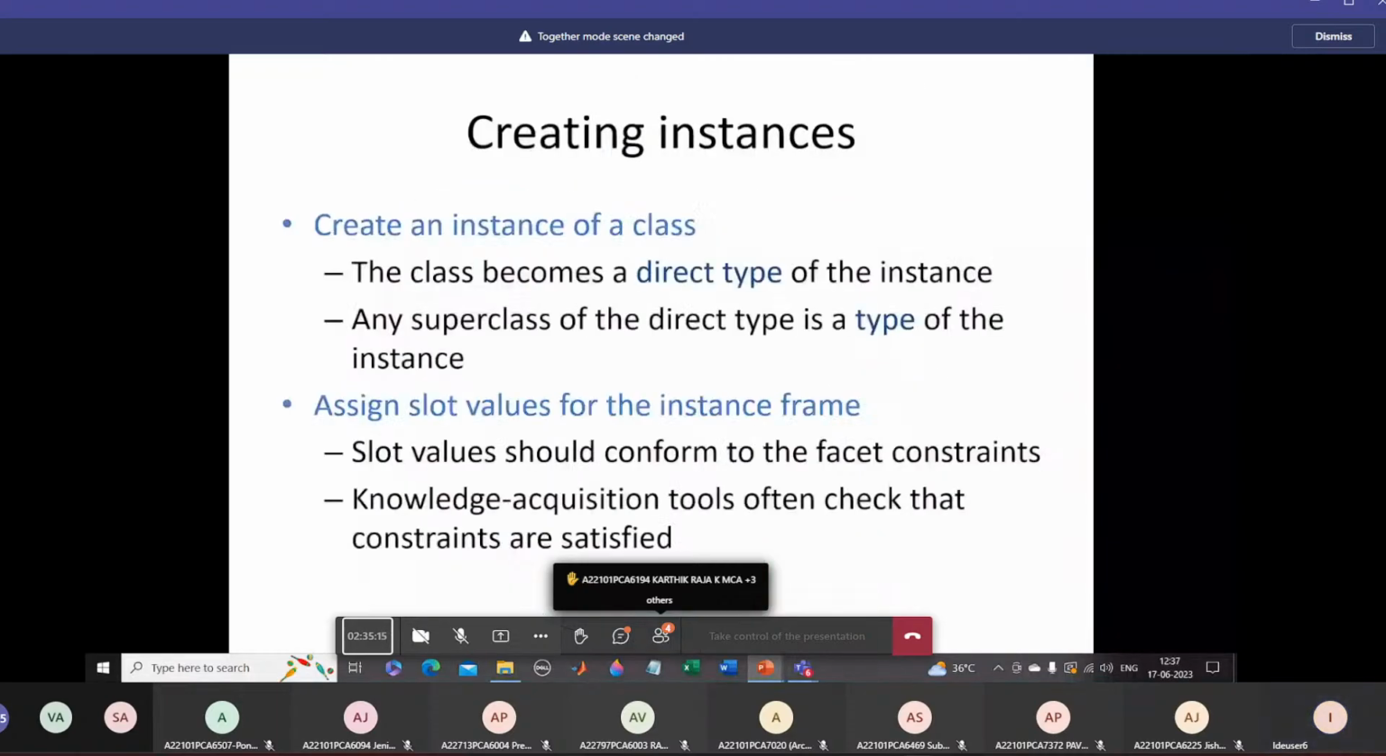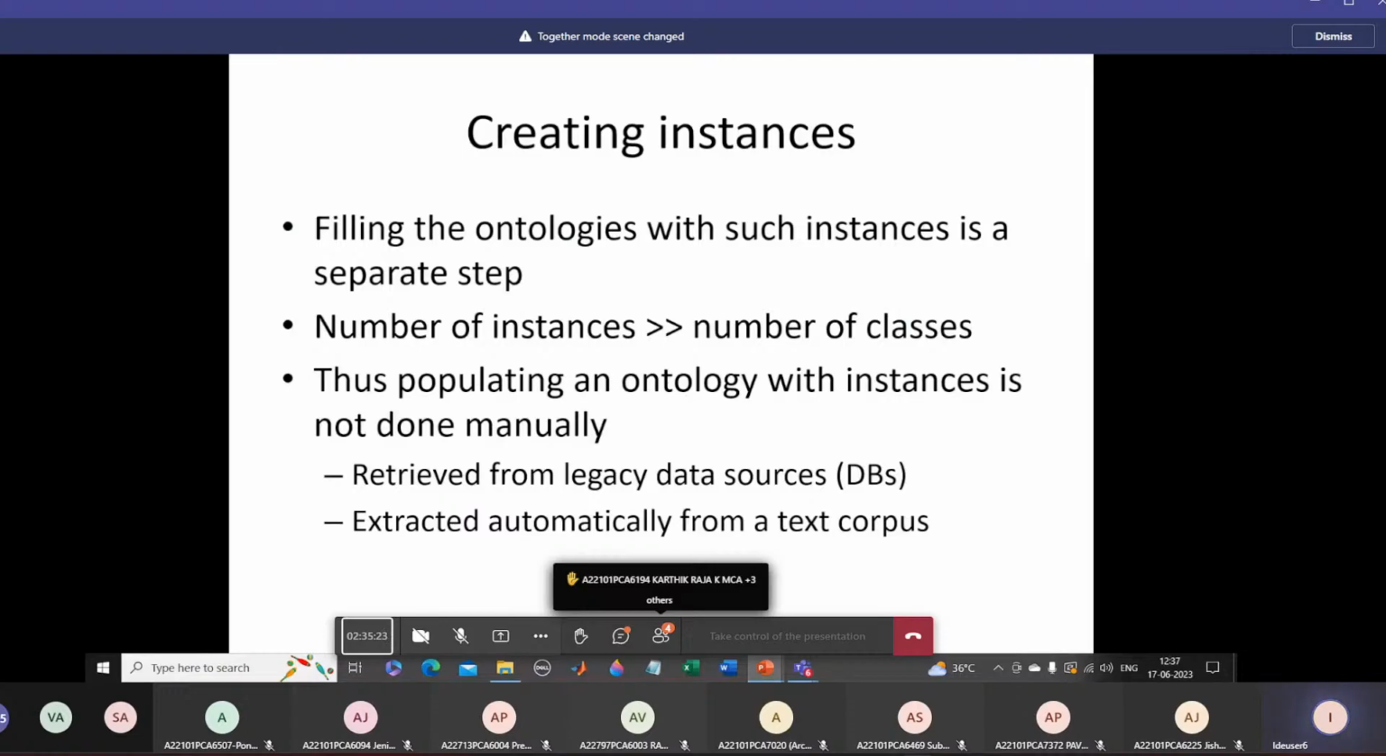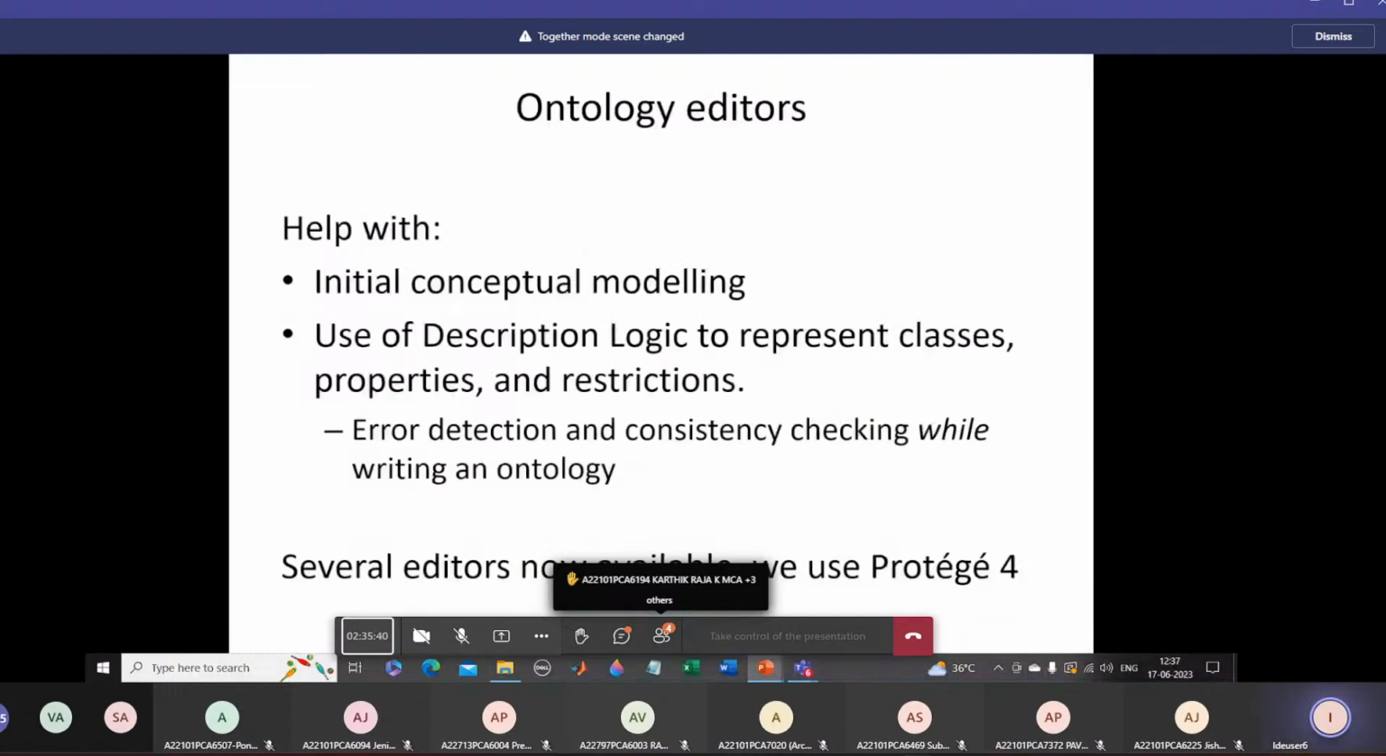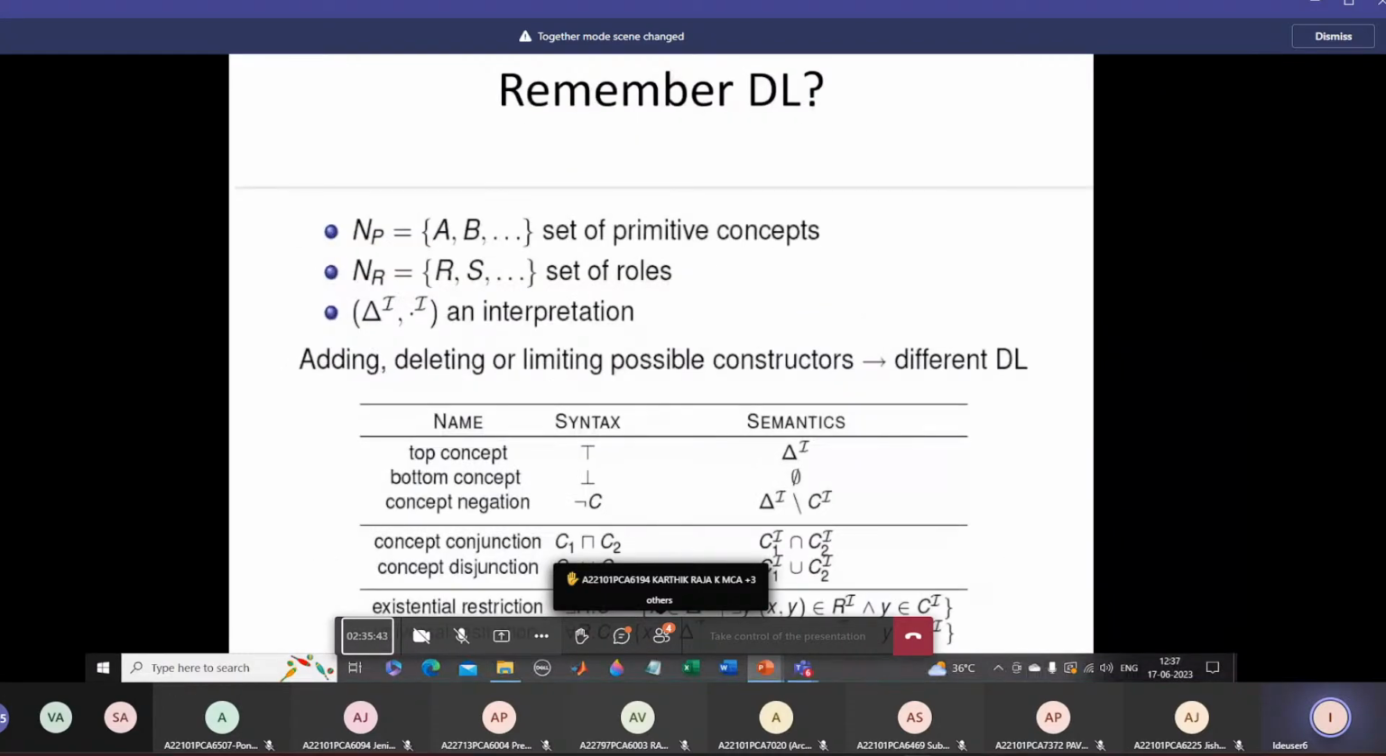Next, how are we going to add the instances? How do you create the instance? And now you're going to assign the slots for the instance. You have to fill the ontologies with instances in a separate step. So the number of instances should be greater than the number of classes. Again, go for the requirement and domain analysis. This is your ontology engineering.